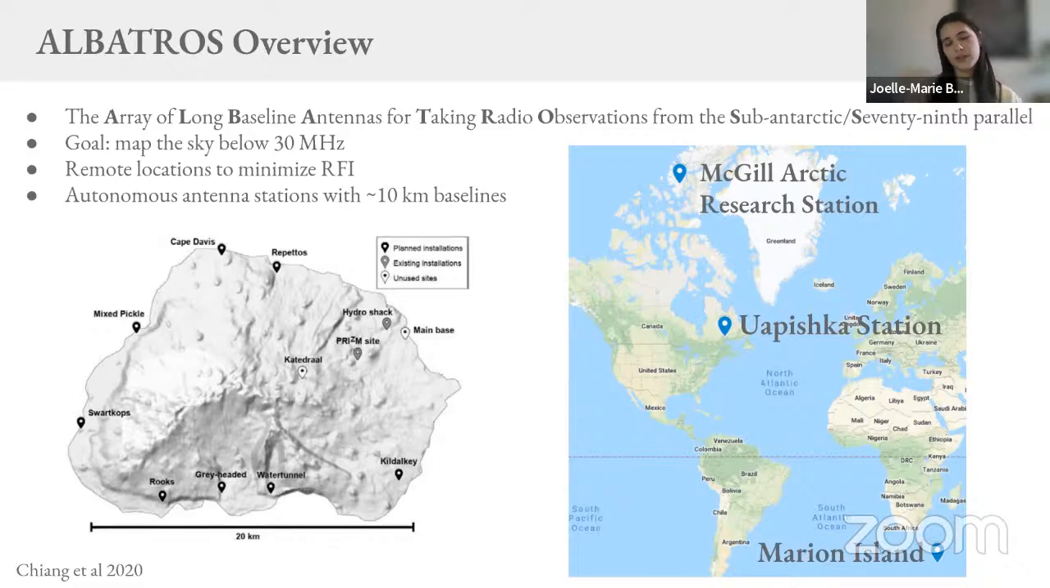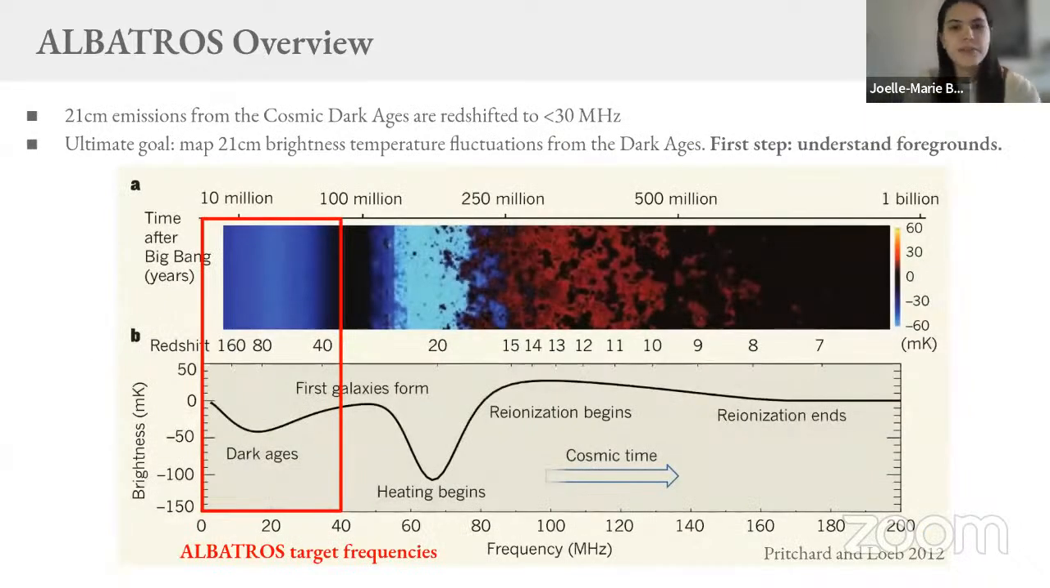Another feature of Albatross is that the planned antenna deployment locations are extremely remote, which is really important for dealing with RFI, and something that's especially important for the frequencies that we are interested in are locations with good ionospheric conditions. And so I will later on talk a little bit about the challenges that having long baselines and remote locations pose, but first I want to talk about the science goals of Albatross.